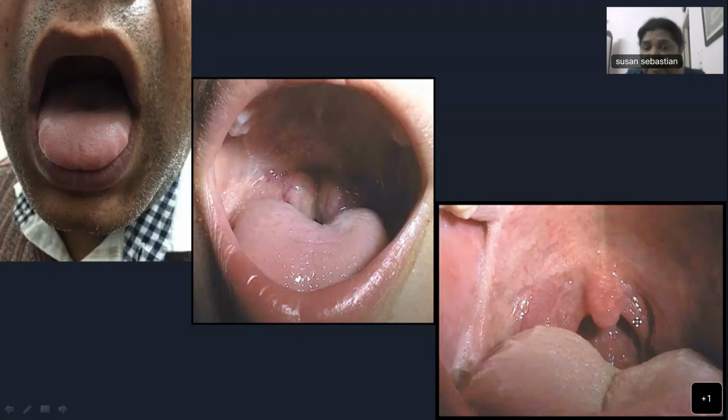You look at the palate. See, the tonsil, although the tonsil is only of grade 1, he still has a very narrow airway because the lateral pharyngeal walls are collapsing. This is the anterior pillar, this is the posterior pillar. They are in the paramedian position, effectively reducing the size of the oropharyngeal airway.